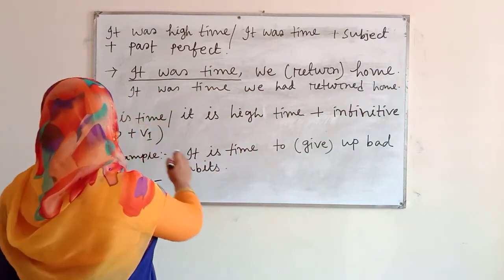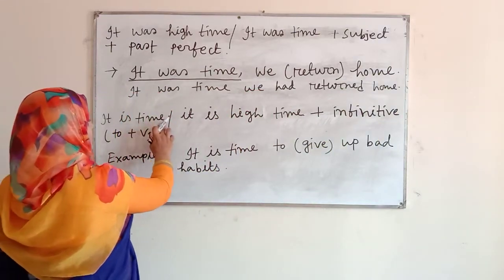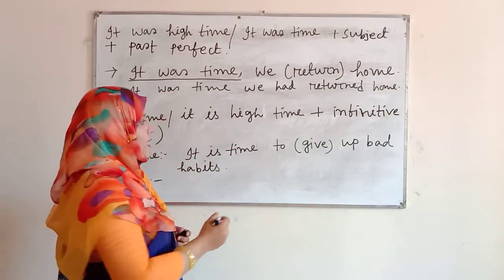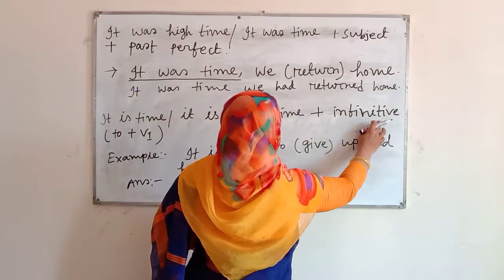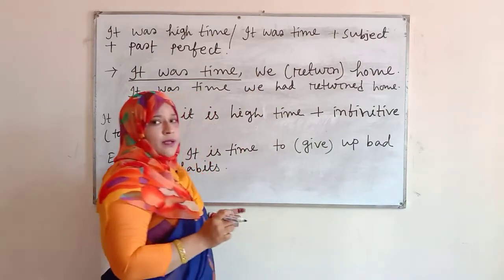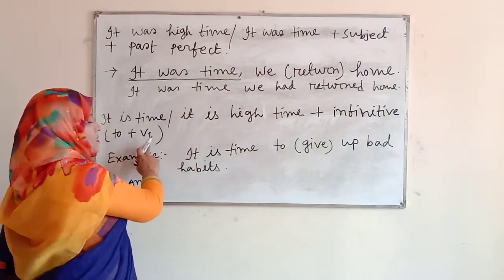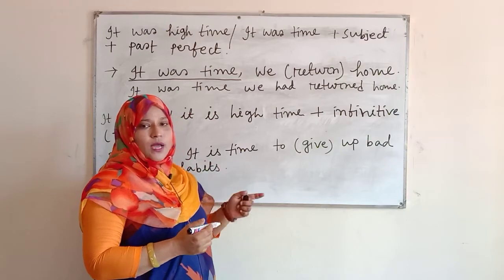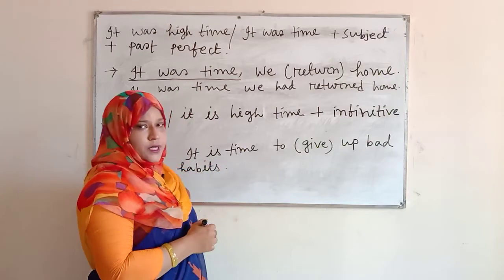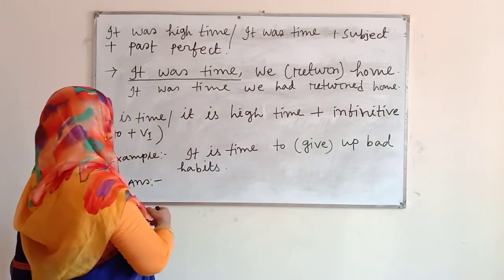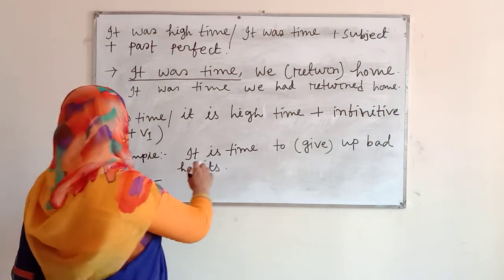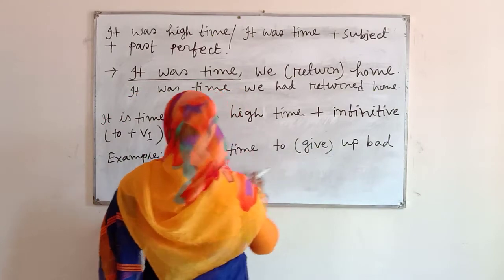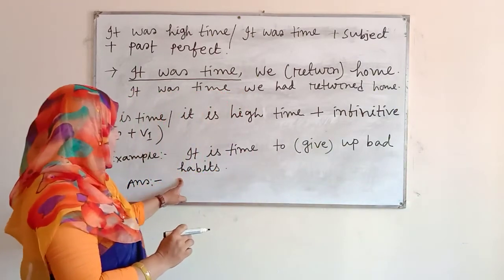Another rule, it is time, it is high time. It is time or it is high time plus infinitive. Infinitive, that means 2 plus verb 1. ভার্বের প্রেজেন্ট ফর্মের আগে 2 থাকলে ওটাকে আমরা কি বলি? ইনফিনিটিভ। Dear learners, here is the example. It is time to give up bad habits.